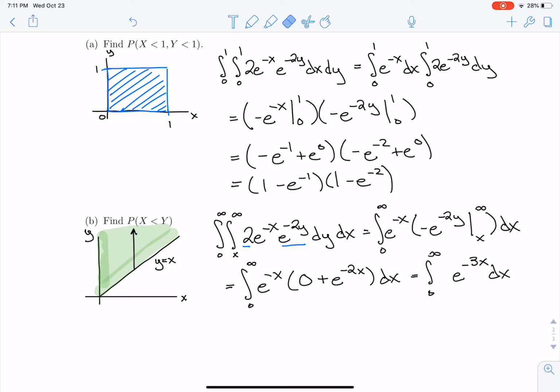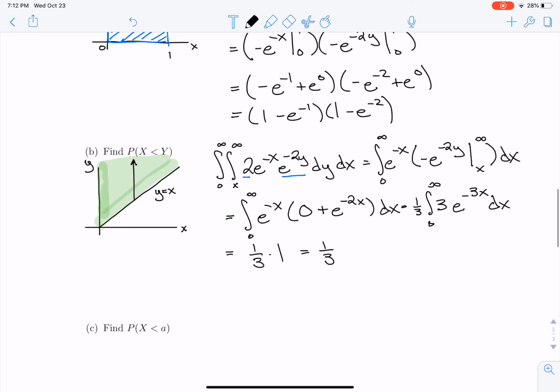Now, there are lots of ways that I could do this integral. One way is to write a 1/3 on the outside and then a 3 on the inside. And so I'll get 1/3 times an integral that looks like an exponential distribution with parameter lambda equals 3. And so we know the integral from 0 to infinity of 3e to the minus 3x must be 1. And so the probability that x is less than y using this distribution is 1/3.